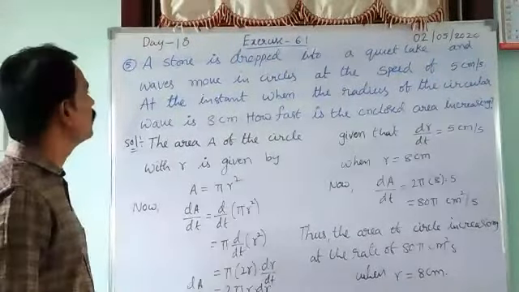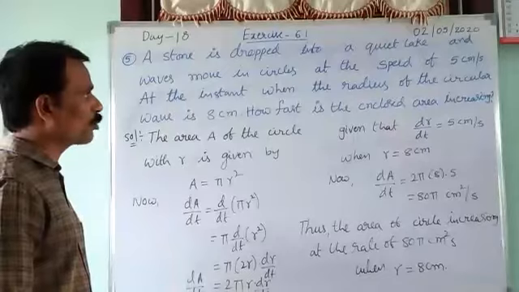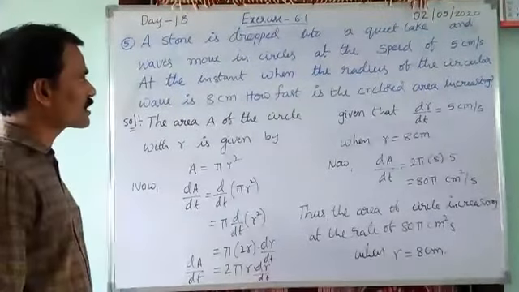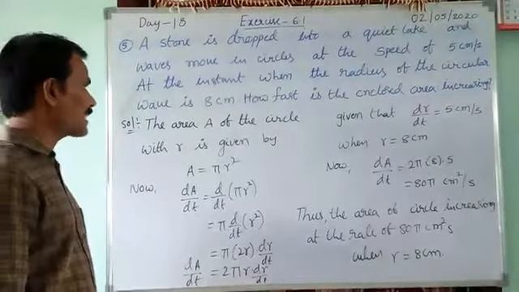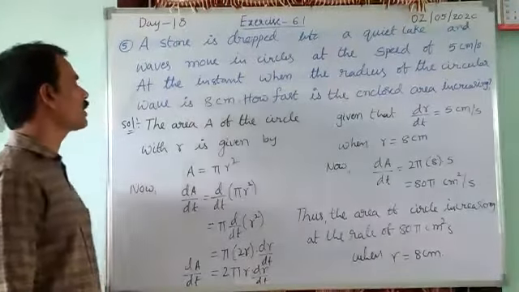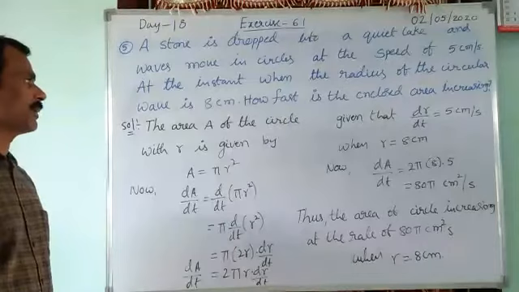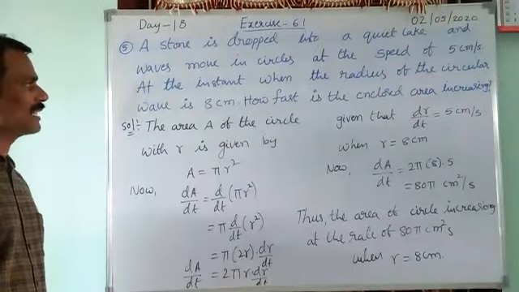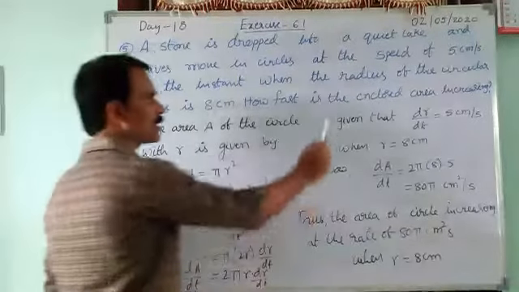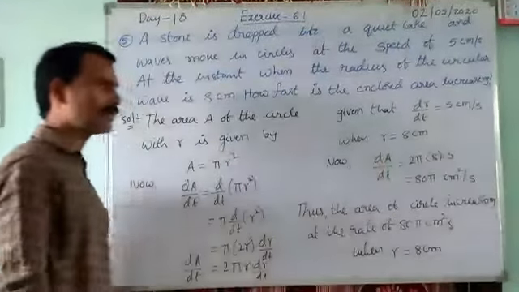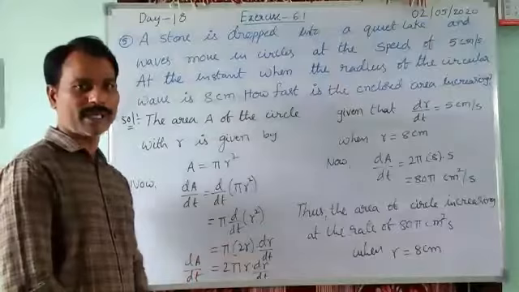Next one, fifth one. A stone is dropped into a quiet lake and the waves move in circles at the speed of 5 centimeter per second. At the instant when the radius of the circular wave is 8 centimeter, how fast is the enclosed area increasing? How fast means we are going to find out the change in area we are going to calculate.